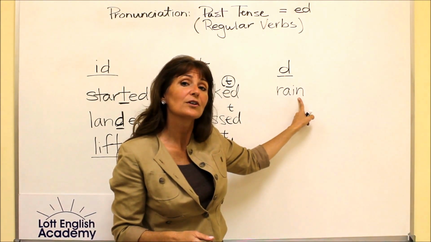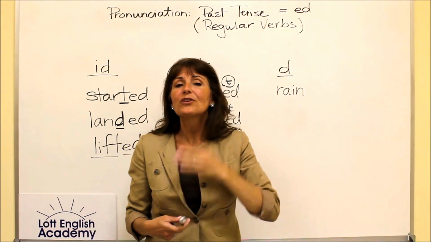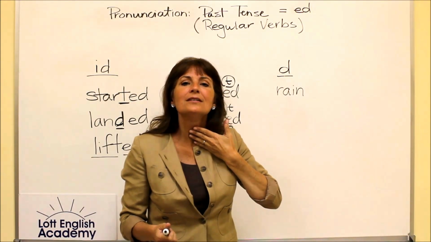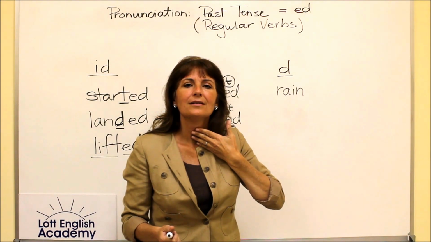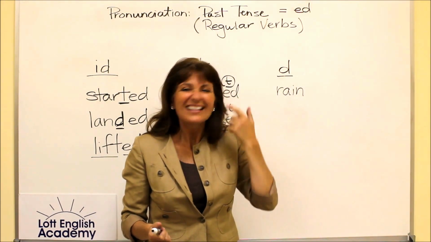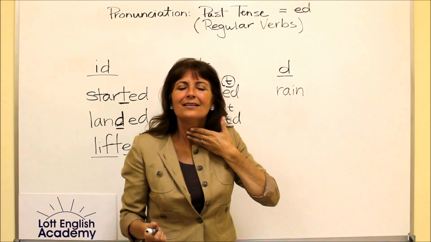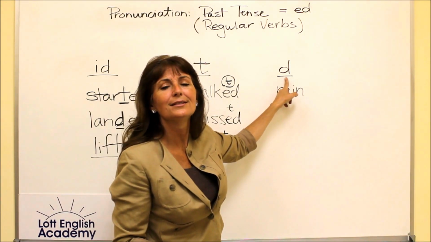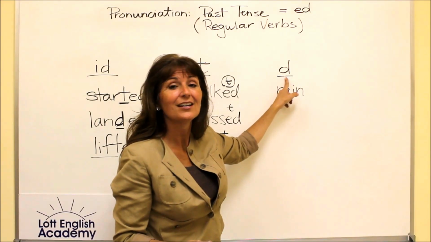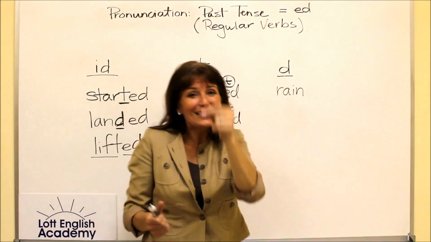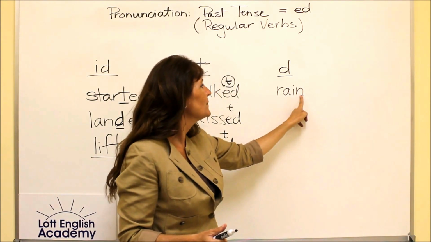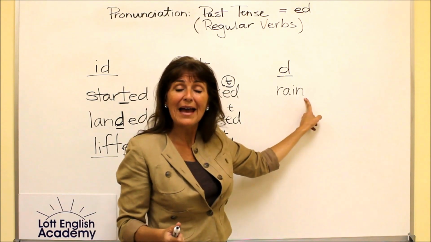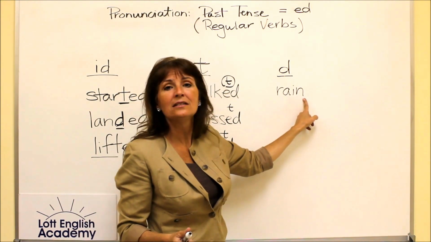If you say this word, rain, and put your hand here, notice that the last sound, n, has a vibration. You can even hear it, right? N, rain. Well, this letter, d, also has a vibration. So these two are like on a team together. Vibration goes with the vibration sound. So this word in the past becomes rained.